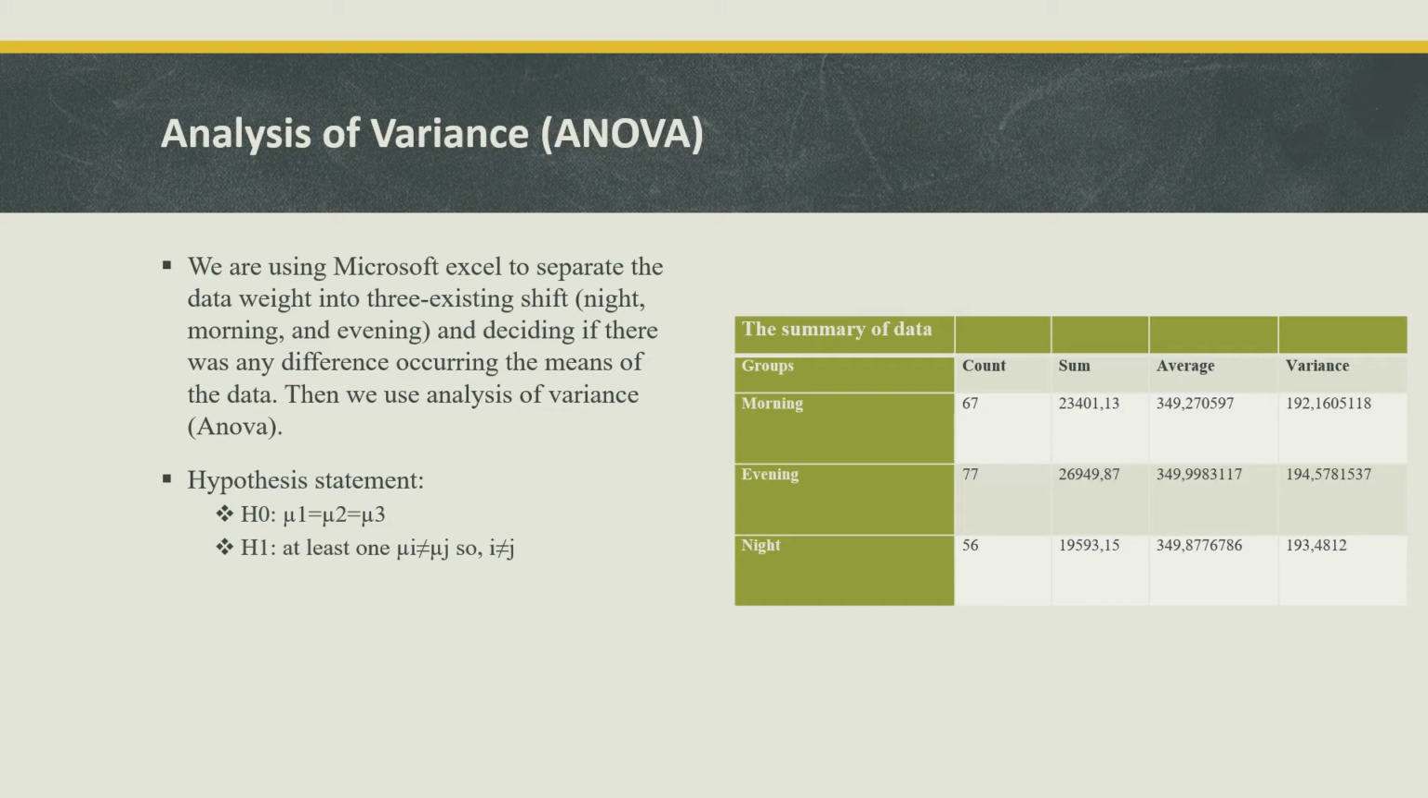This is the table of the summary of data. We can see the groups, count, sum, average, and variance.